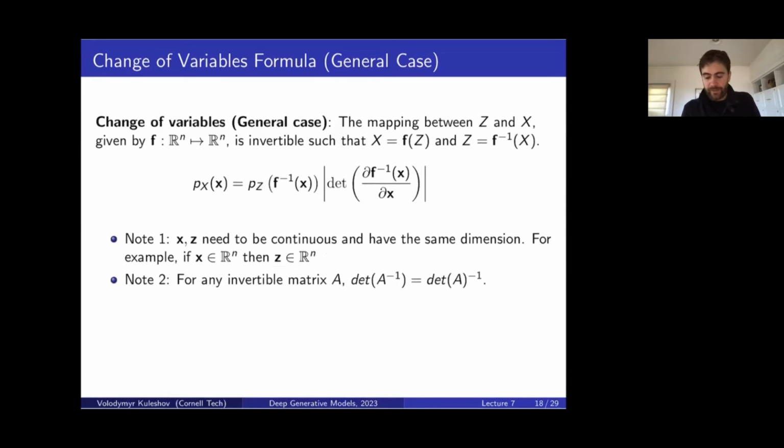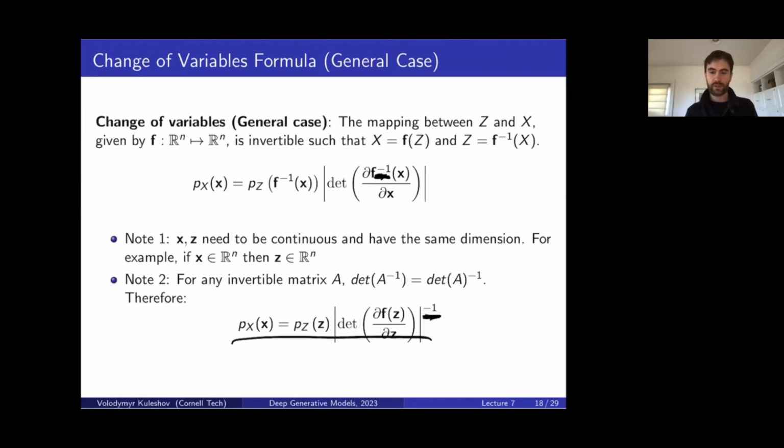Also, the other fact that we can use is that for any matrix, we have this property which holds, which means that we can equivalently take the -1 out of the formula. So instead of being here, it is now here on the outside. And this is an equivalent way of writing the change of variables formula.